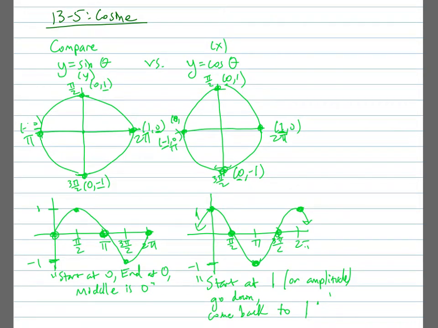All right, 13-5, we're going to do the cosine function. Again, if you understood what we did just now, you should be fine. First off, let's do a quick comparison. We're going to compare what we just did, y equals sine theta, versus, it's like the battle of the century, y equals cosine theta. So let's compare these two. And as we compare them, you should be able to graph this on your own.